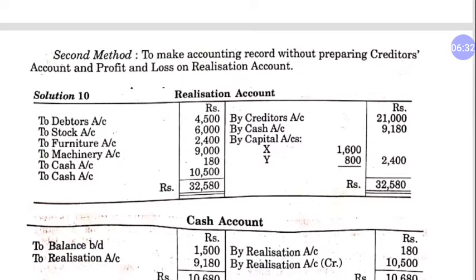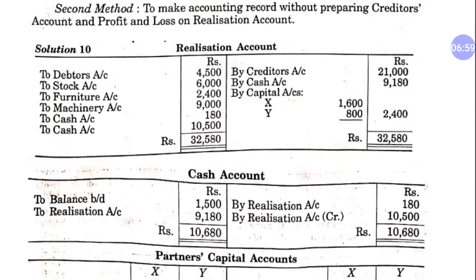The second method is to make the accounting record without preparing the creditor account and the profit and loss realization account. So here we will have to make three accounts: realization, cash, and partners' capital account. Why? Because in this method we are not preparing the creditor account and the profit and loss realization account. So when you are not preparing the creditor account, definitely you will have to transfer the creditor into your realization account.